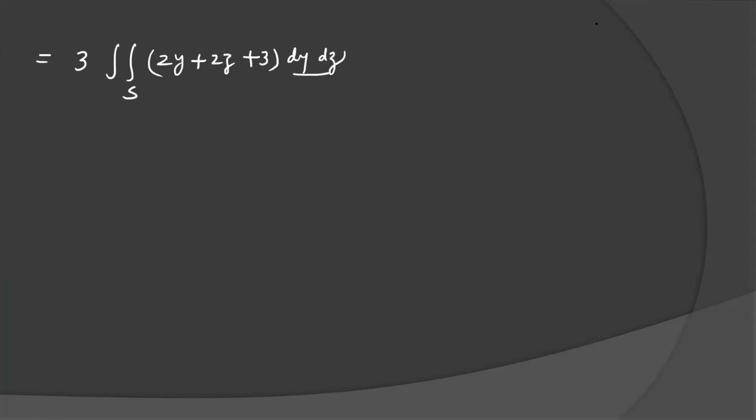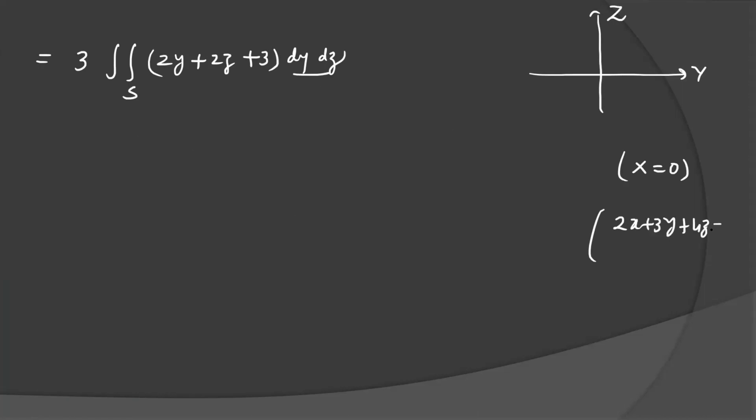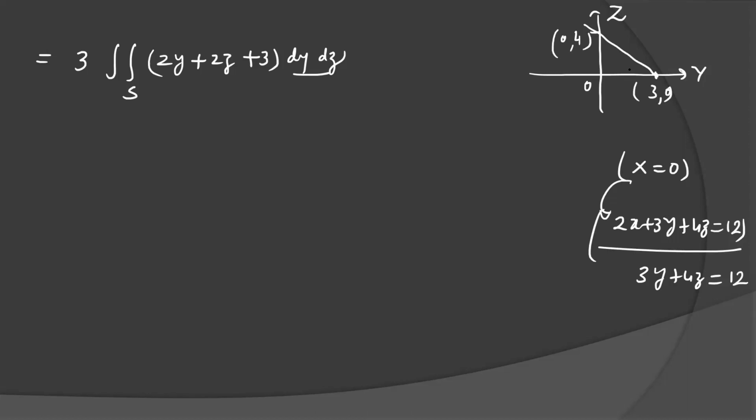You are in the yz plane, so take the yz plane now. In the yz plane, your x is going to be 0. So the plane 2x plus 3y plus 4z equal to 12 will become a straight line in the yz plane. When you put x equal to 0, it will give you 3y plus 4z equal to 12. So if you draw here, this is the straight line. The limit of y is 0 to 3 and this is your 0 to 4. So 0 comma 4, this is your 3 comma 0. The first octant will become the first quadrant now.